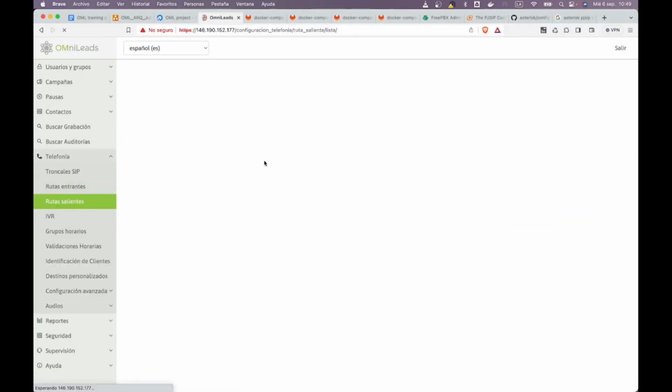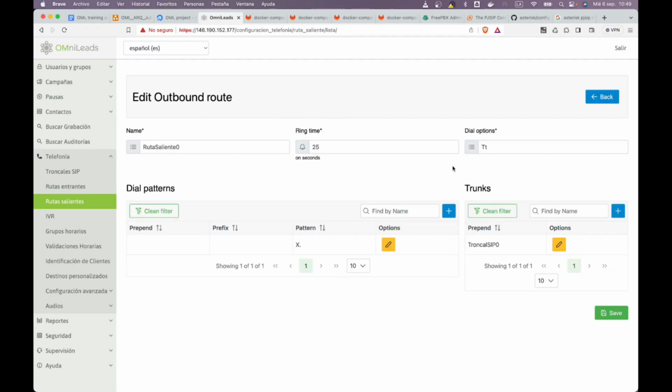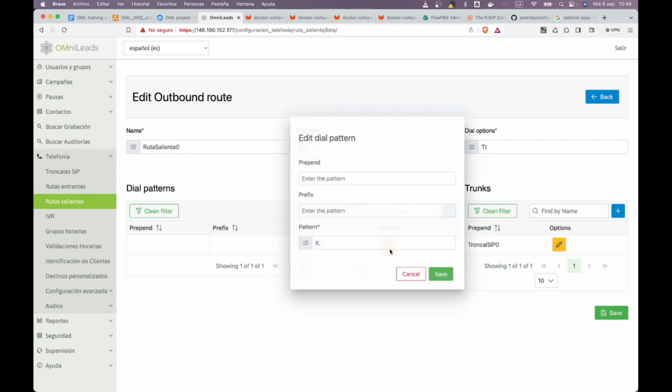Additionally, we have the outbound routes, the outgoing routes. We have one created, for example, that precisely uses the trunk that was also created. Here, in the outgoing routes part, I have the name, the ring time, the amount of time that it will try to make a ringing. We also need to give importance to the pattern part.